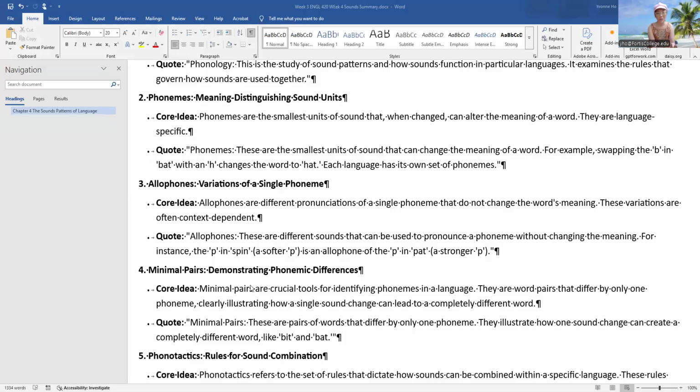Also, if the vowel sound changes, like bit and bat, in this case, the consonants didn't change. In this case, it's the vowels that change. So when the vowels change, those are known as a minimal pair. So minimal pairs are crucial tools for identifying phonemes in language. They are word pairs that differ by only one phoneme, clearly illustrating how a single sound change can lead to a completely different word.